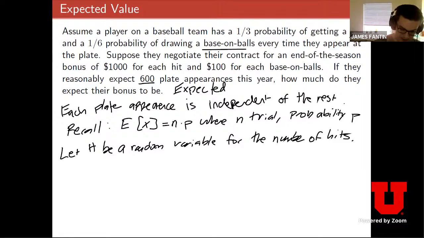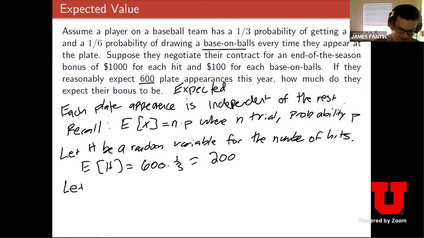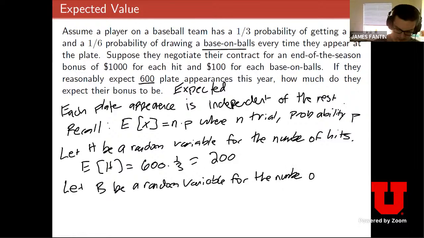Yeah, somebody says multiply that by 600. So yeah, the expected number of hits is just their 600 plate appearances, and 1/3 of them are going to be hits. So as one would expect, there's going to be 200. We can do that similarly. Let's let b be a random variable for the number of base on balls.